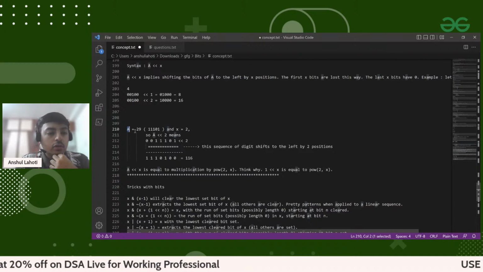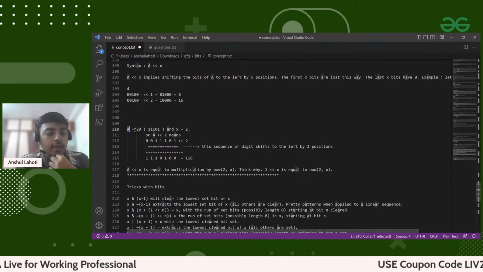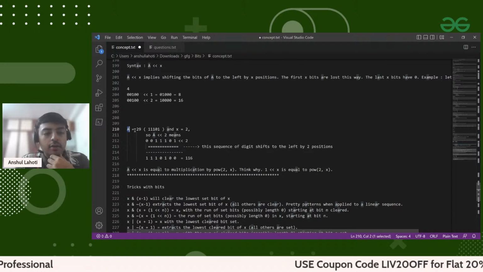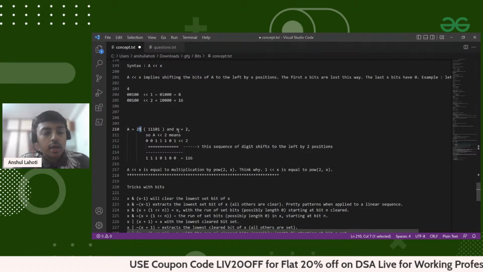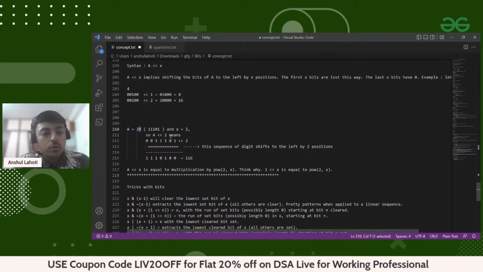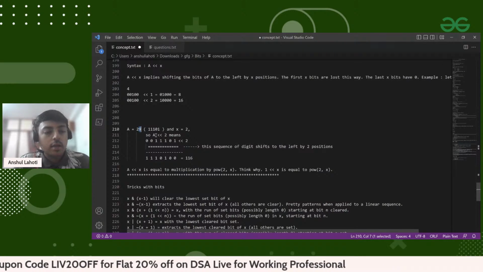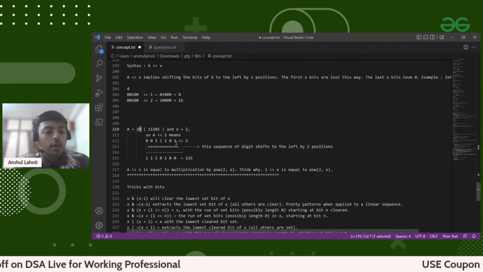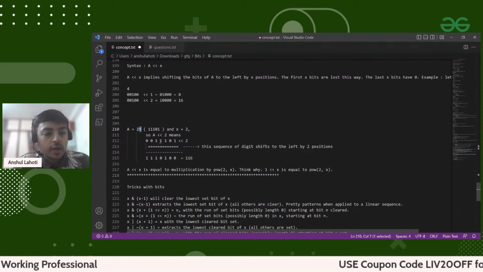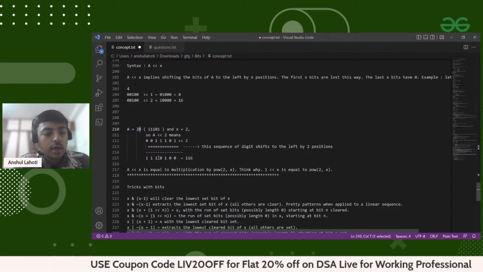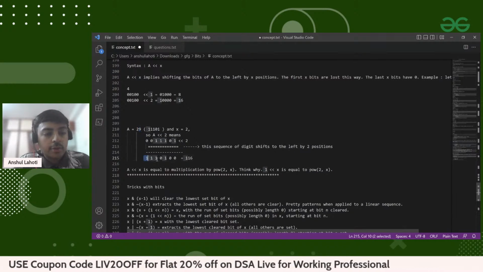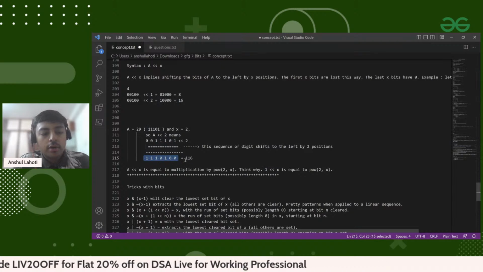We can take an example, the same example we took for the right shift. Here the value is 29 and the x value is 2. So we left shift 29 by 2. We are just shifting by 2: we added two 0s at the end and then calculated the decimal representation. So it will be 116.